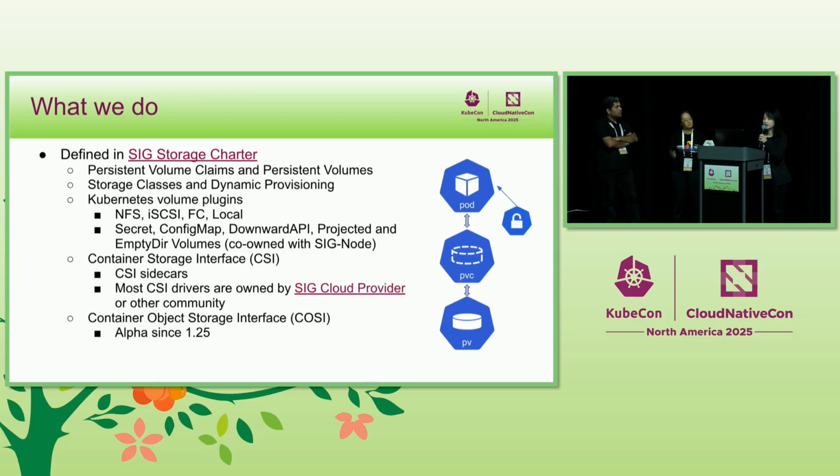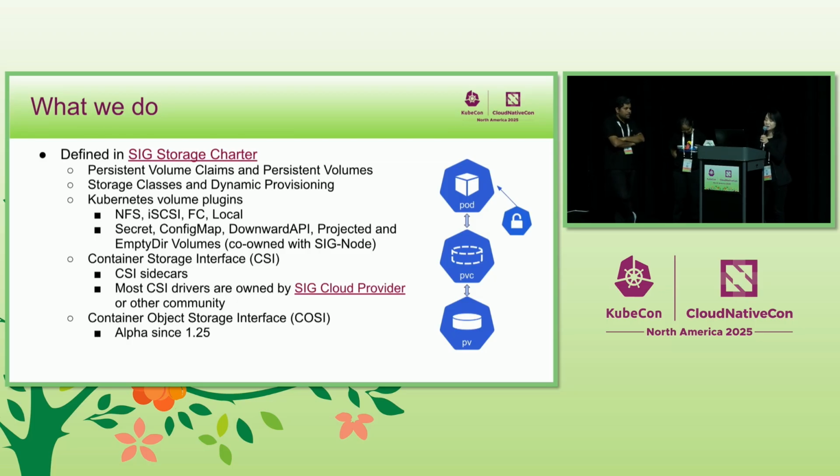What we do in SIG Storage is defined in our charter. We maintain Kubernetes APIs related to storage, like persistent volume claims, persistent volumes, storage classes, volume snapshots. We also maintain code around those API objects, like dynamic provisioning of volumes and snapshots. We maintain volume plugins, like NFS iSCSI plugins. We co-own projected volumes, like secrets and config maps, with SIG node.